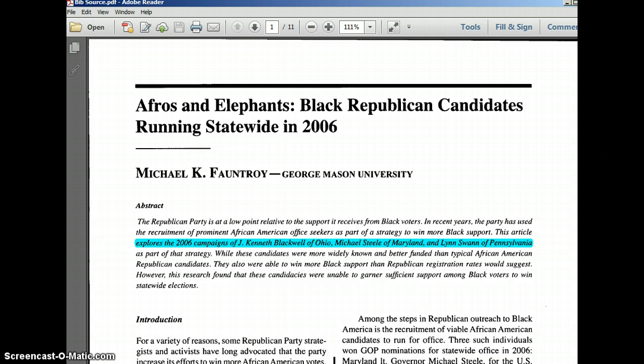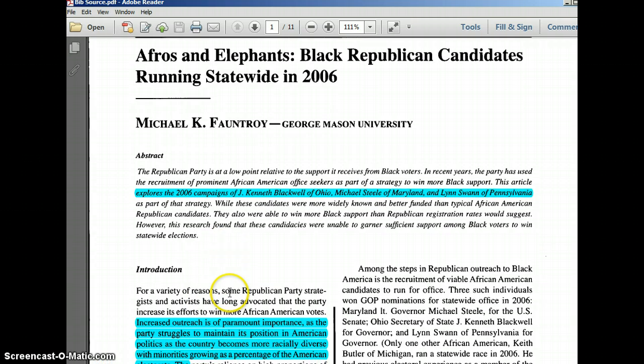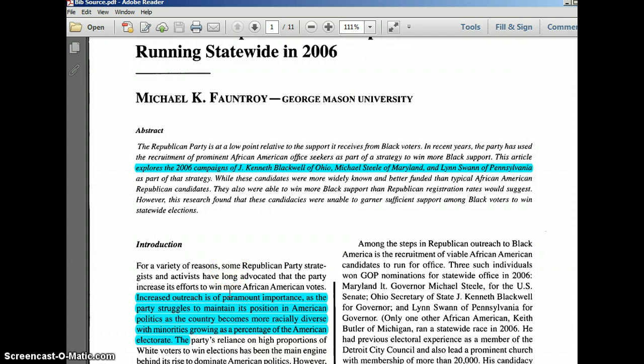Okay, so you see that I've already highlighted certain things in the article, and it helps me because this is a PDF file. I pulled it from our academic databases, and I saved it so that way I can make annotations using the tools from PDF. And if you have Adobe, you have access to them.